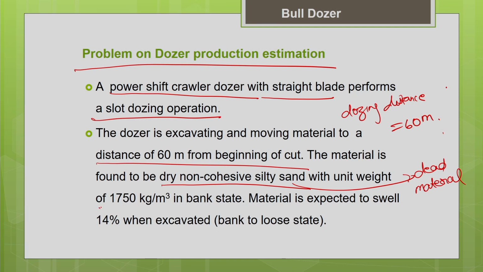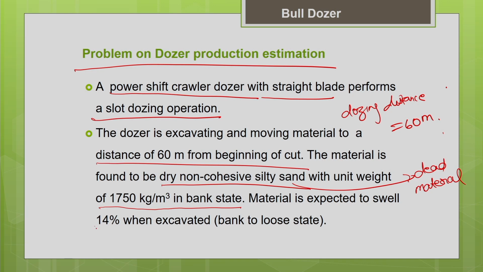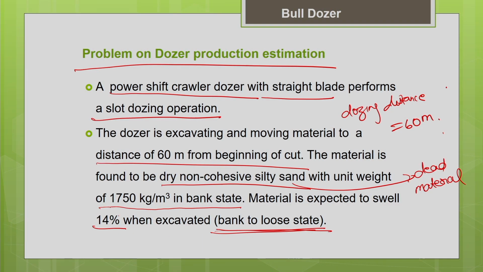The unit weight of the material is given as 1750 kg per meter cube in bank state. You have to clearly note that the volumetric measure is specifically expressed in bank state. I hope you remember what bank state is. Bank state is nothing but the natural state, before you disturb or excavate the earth. The material is expected to swell 14% when excavated, from the natural state to the loose state. This will help you in the conversion. For example, from the bank unit weight, if I want to convert it into loose unit weight, I can use this swell percentage to make the estimation.